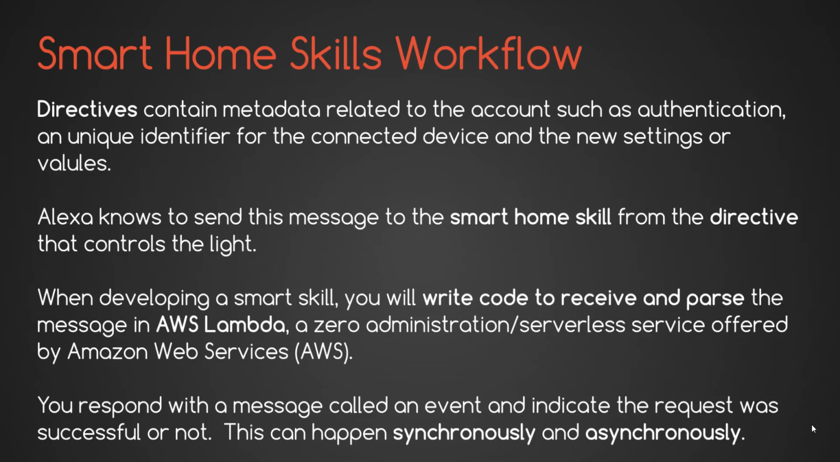So using the smart home skill category, Alexa knows that when she has this particular directive, she should send it to, say, a light control. To approach developing these types of skills, you will need to develop code to receive and parse the messages in Lambda. And you also need to develop code that responds with a message called an event and indicates that the message was carried out successfully or not.